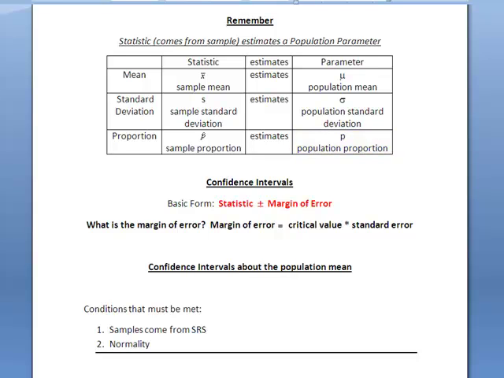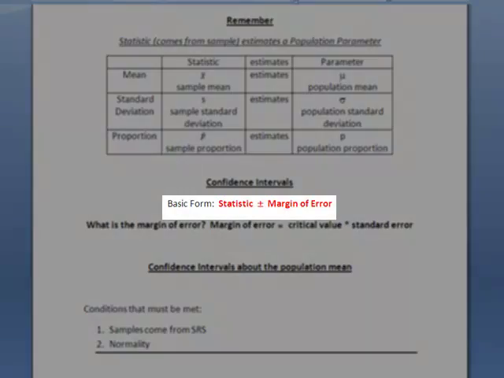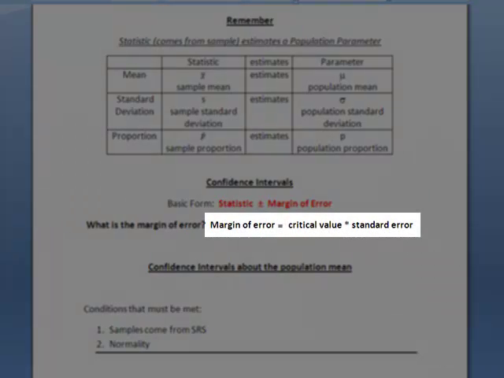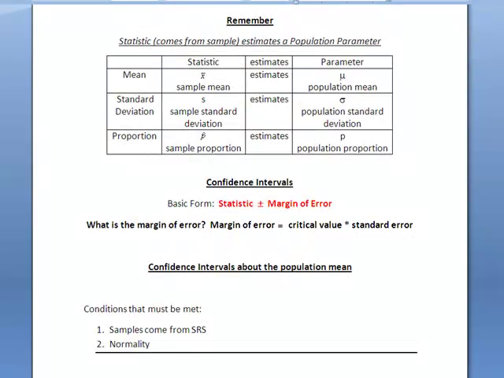Now we use statistics to make our confidence intervals. Our confidence intervals are about a population parameter, but we need to use a statistic in order to build them. The basic form for a confidence interval is a statistic plus or minus a margin of error. And remember what the margin of error is. It's the critical value times the standard error of the sampling distribution of the sample mean, in the case that we've been using in our class, because our confidence intervals have been about the population mean.